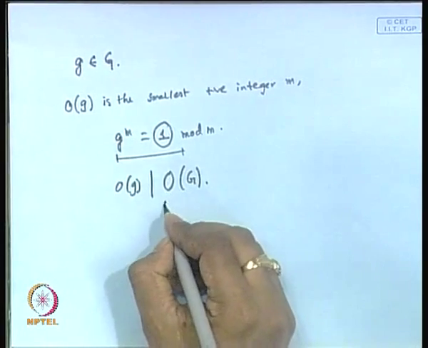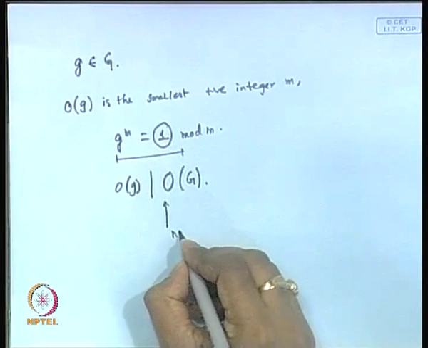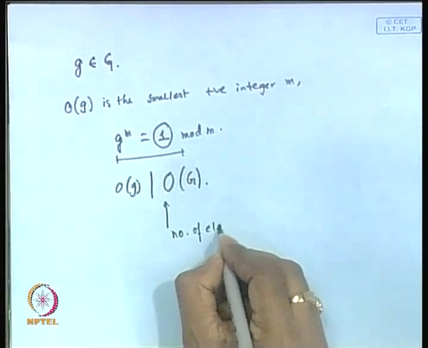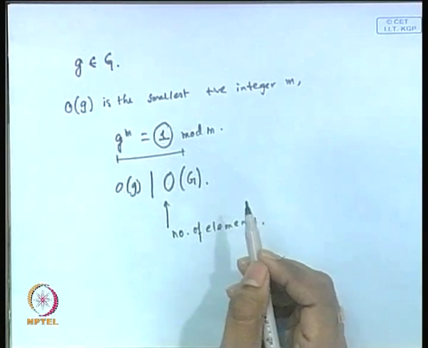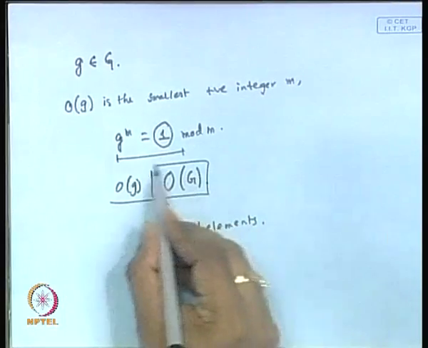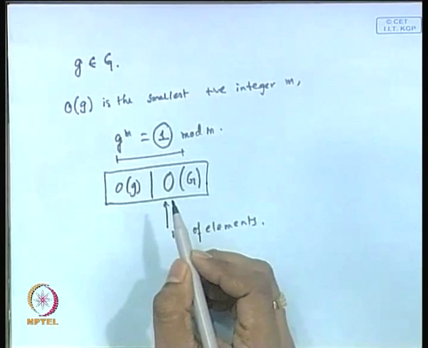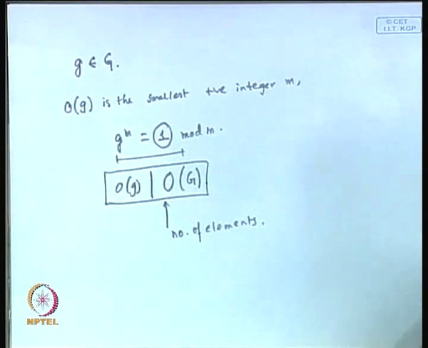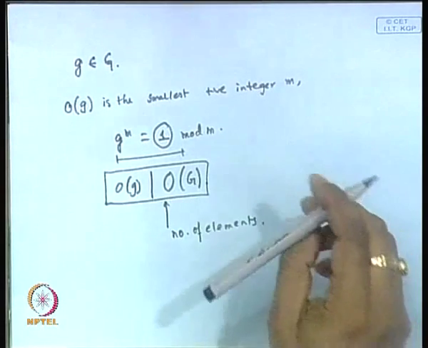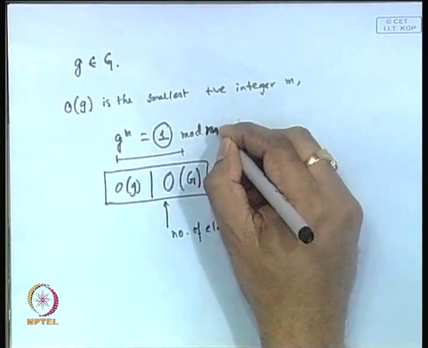So this is the number of elements in G. This I am not proving; this is called Lagrange's theorem, so we will just assume this.